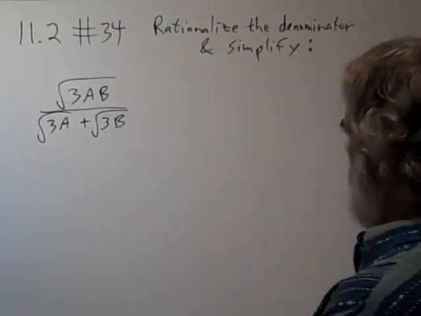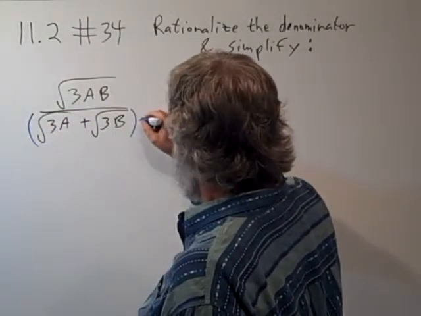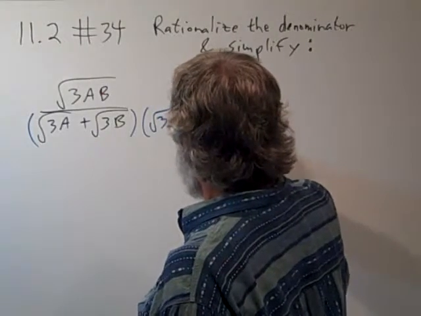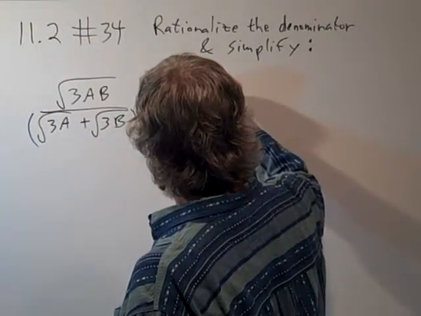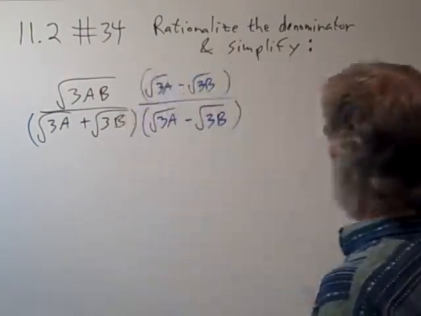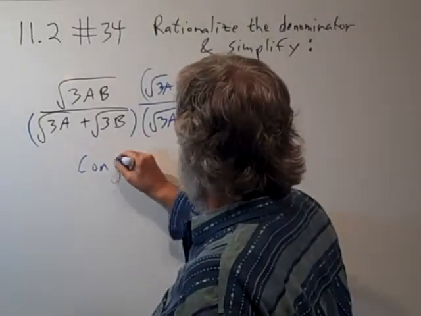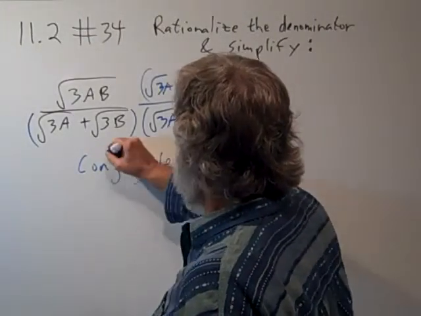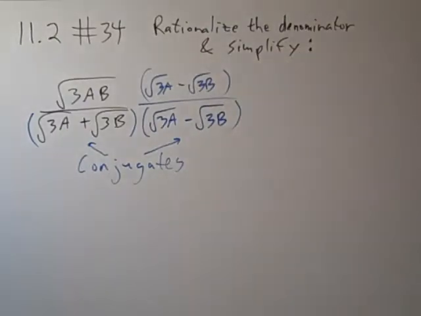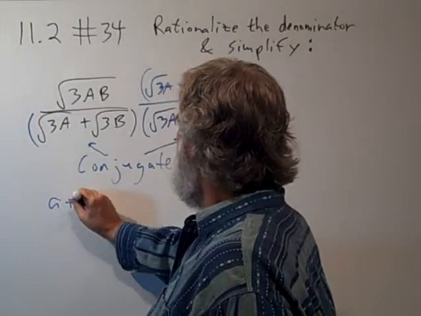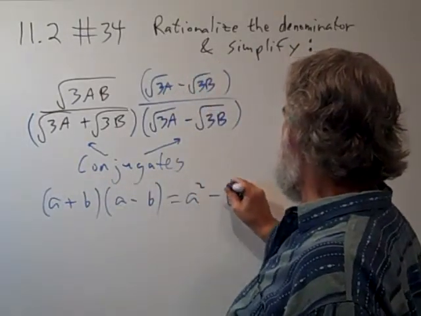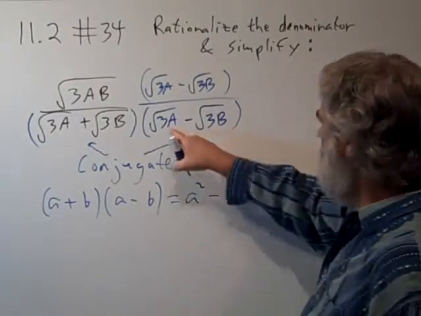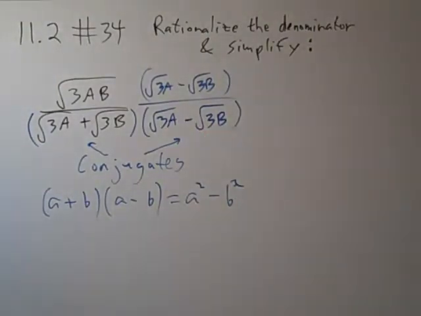So we start by multiplying by the conjugate of the denominator, which is radical 3a minus radical 3b. Again, these are conjugates. One has a plus in the middle, the other has a minus in the middle. And we're making use of the fact here that (a plus b) times (a minus b) is a squared minus b squared, which will eliminate both of the radicals in the denominator.